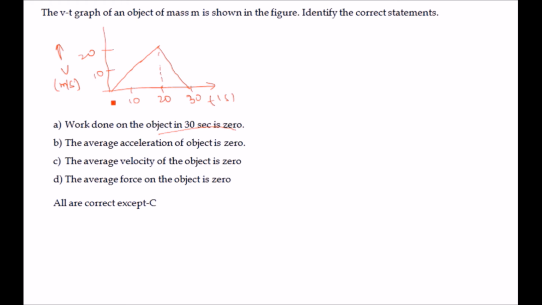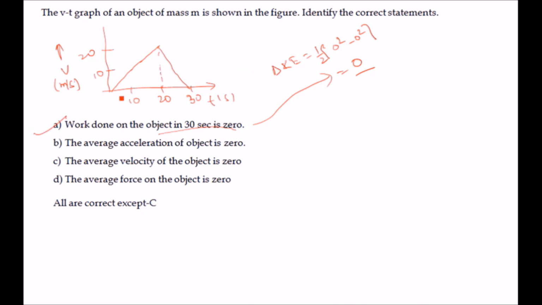If you consider the full duration of 30 seconds, then the change in kinetic energy, half m v square, is equal to 0. The final velocity is 0, the initial velocity is 0, so the change in kinetic energy is 0. So the work done on the object in 30 seconds will be 0. So this statement is correct.